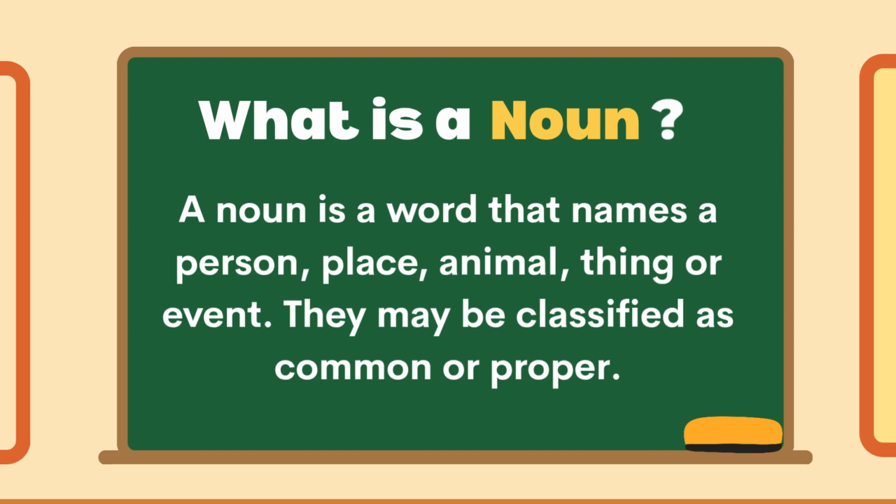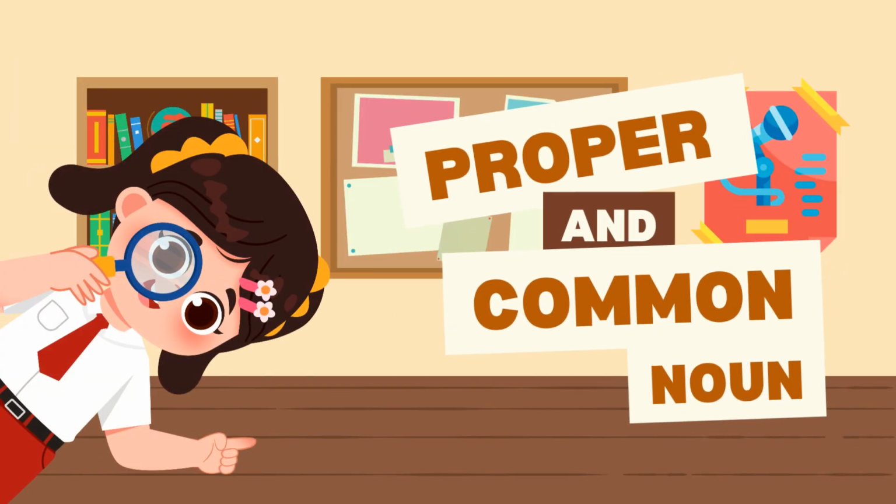A noun is a word we use to name a person, a place, or an animal, a thing, or even an event. Nouns are very important in English, and remember, nouns have many different types. We will learn about them one by one with fun and easy examples. Now we are going to learn about two special types of nouns, proper nouns and common nouns. You will see them again and again while reading and speaking, so let's learn about them step by step in a fun and easy way.